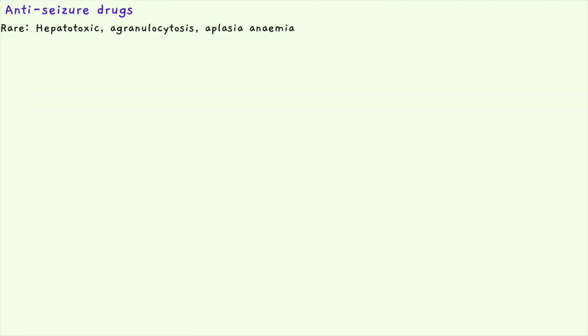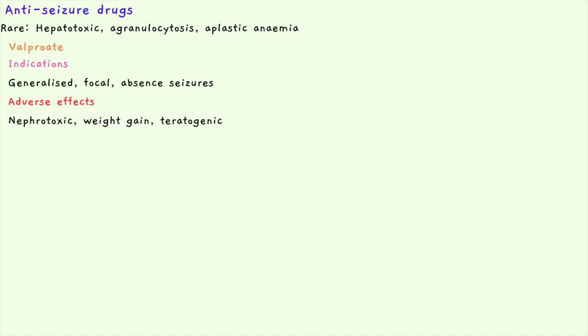So these side effects are extremely rare, but they can be applied to all the anti-seizure meds we're going to talk about to varying extents. So the first one is hepatotoxicity, so it affects the liver, agranulocytosis, so a lack of granulocytes. For example, neutrophils, you're losing your neutrophils, which are going to predispose you to a lot of serious bacterial infections. And finally, aplastic anemia, which is serious because it means bone marrow failure.